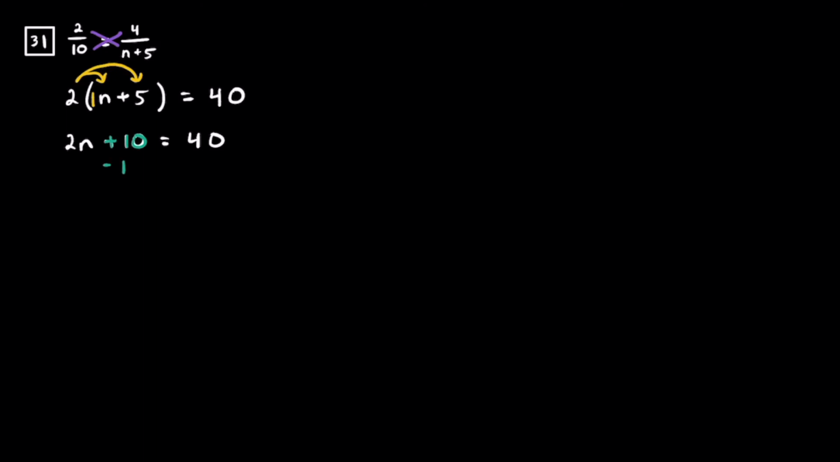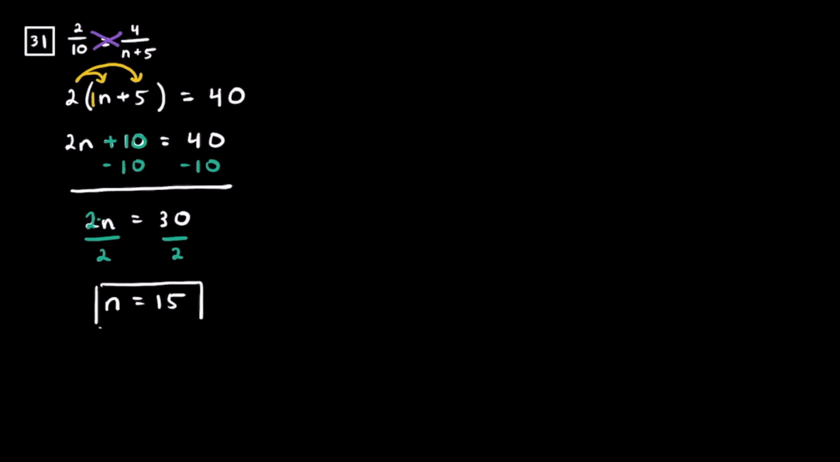Let's go ahead and subtract 10 from the left and subtract 10 from the right. If we do so there, we get 2n is equal to positive 30. And we see this 2 multiplied by the n. We can divide by 2 and divide by 2. And so we can say n is equal to positive 15. There's our solution.